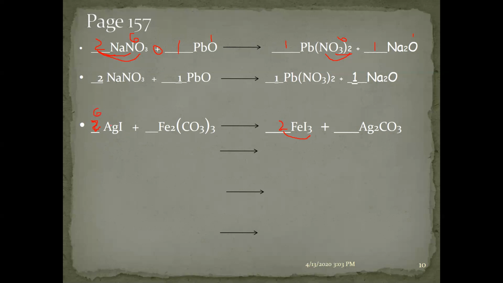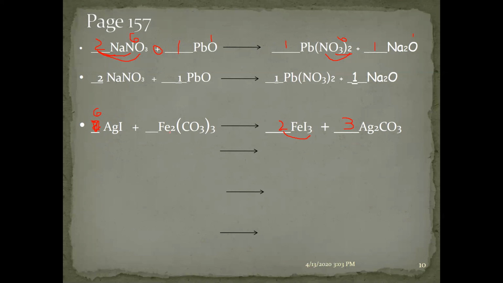6. So now my iodines are balanced at 6, but I just messed up the Ags, the silver. This is now 6. So I need to make 6 on this side. So I'm going to have to put a 3 here, because 3 times Ag2 is Ag6. All right, so the Ags are good, and so is the Is.